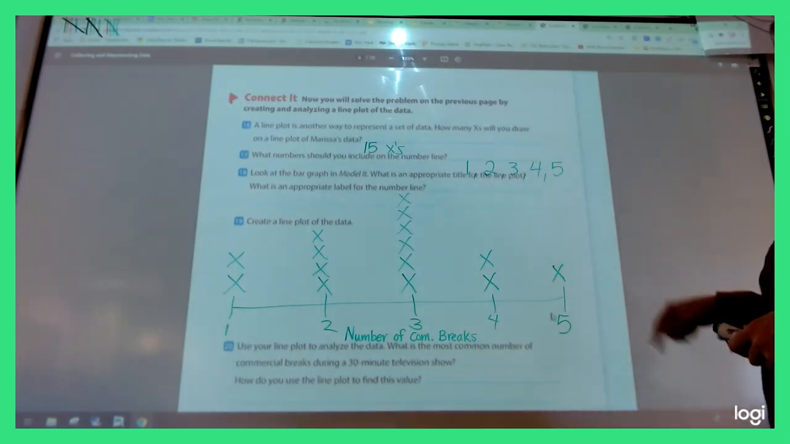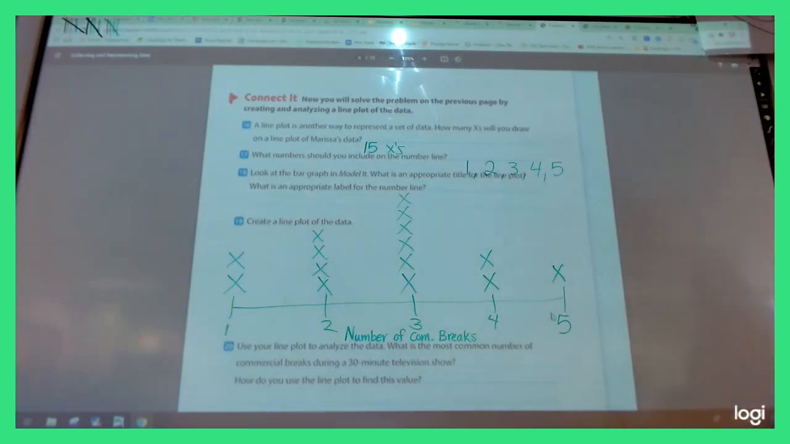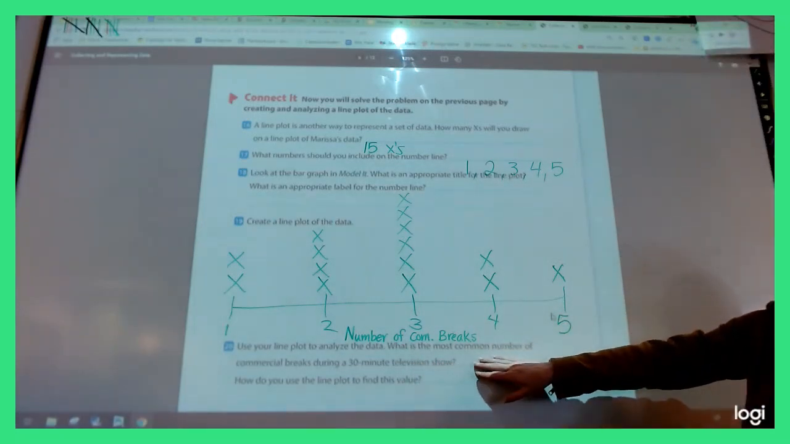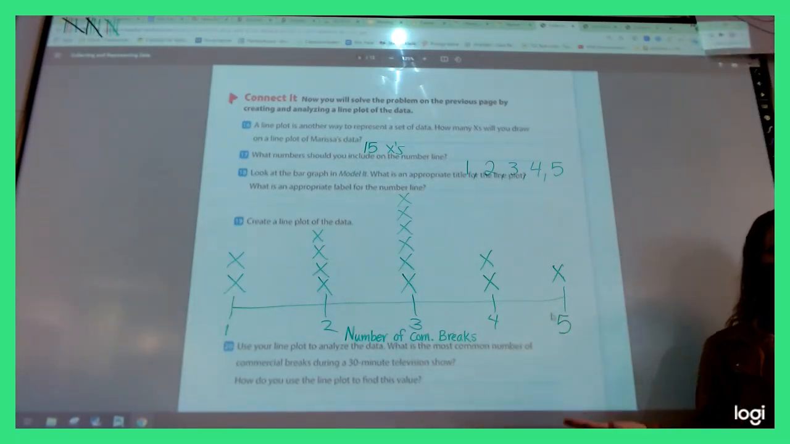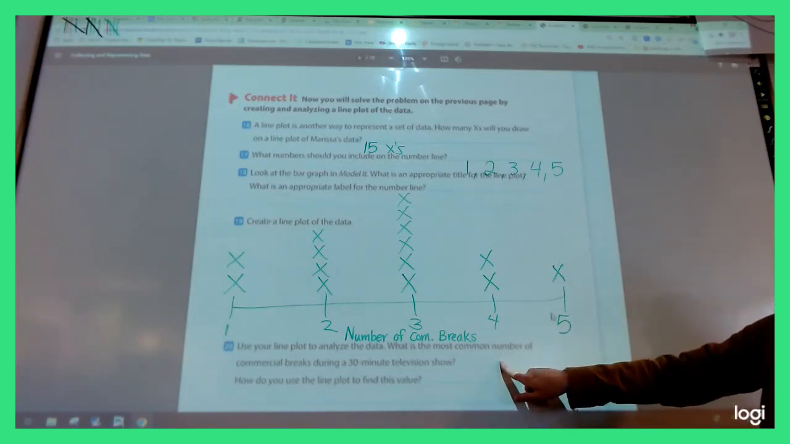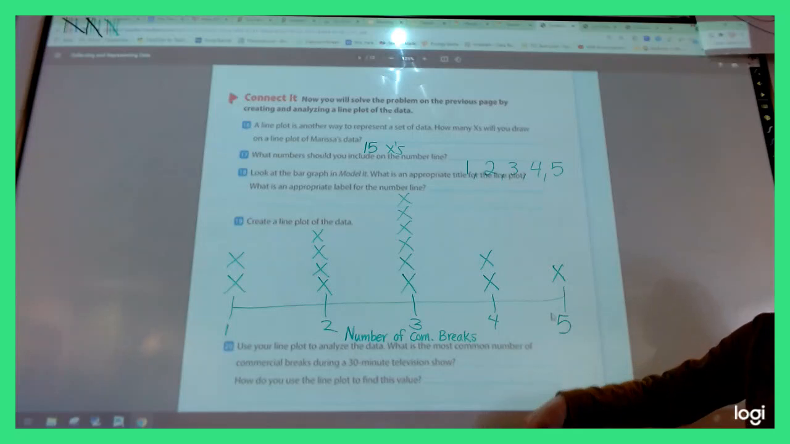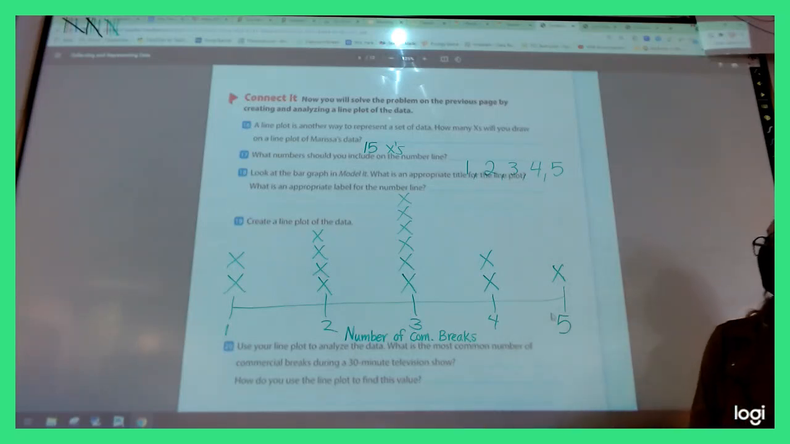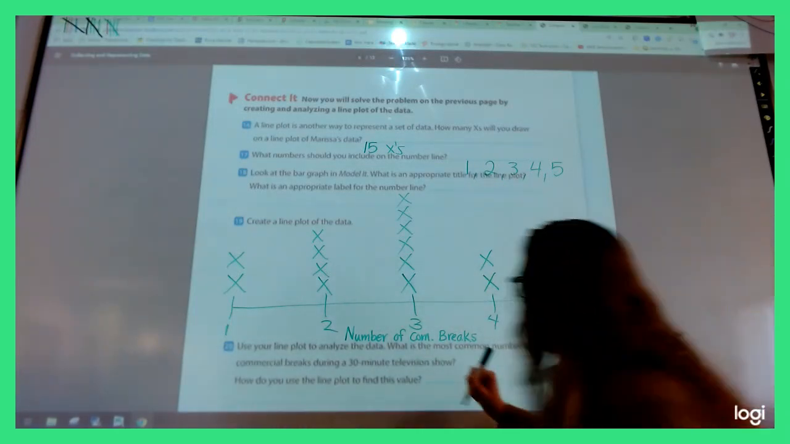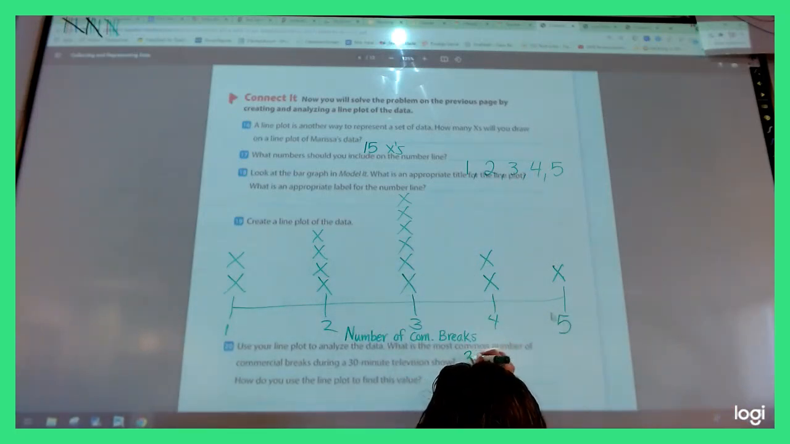Okay, I'm going to scroll down so we can work on number 20. Actually, I'm not because we need my graph. Okay, so number 20, use your line plot to analyze the data. Remember, analyze just means check it out, okay? See what's going on. What is the most common number of commercial breaks during a 30-minute television show? Abby? 3. Because we had the most X's on the 3. So the most common number would be 3 commercial breaks.